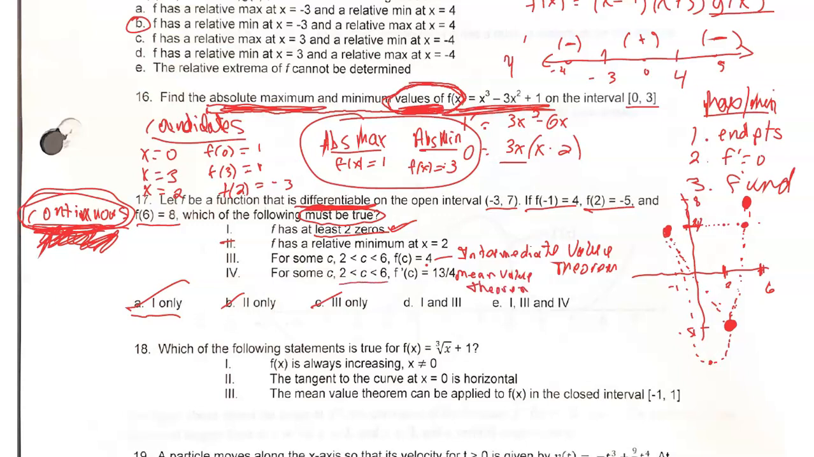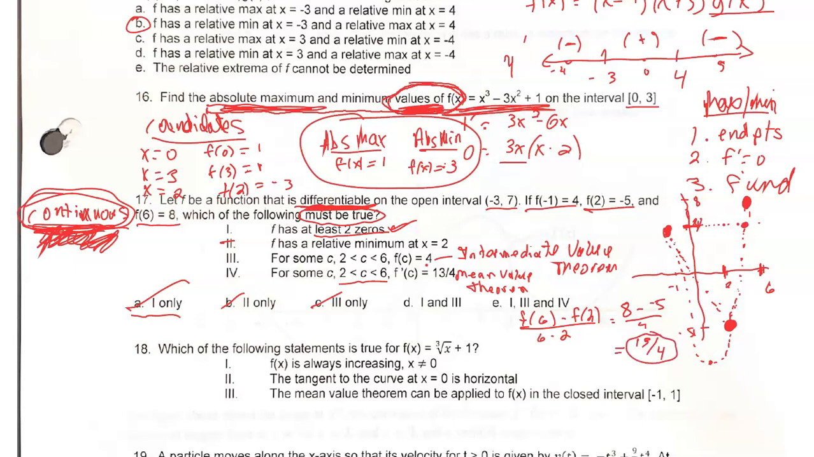So we're going to do it between 2 and 6. If I did f of 6 minus f of 2 over 6 minus 2, f of 6 would have been 8. f of 2 would have been negative 5 over 4. What we find is our average rate of change is 13/4.